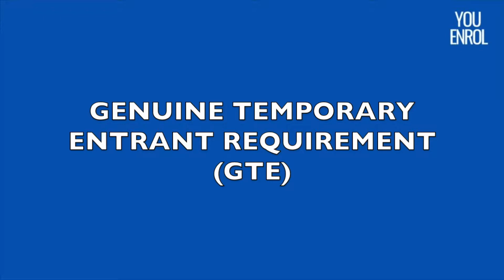One of the most important aspects of a student visa application to Australia is the GTE requirement. To be able to meet this requirement, you must demonstrate that you intend to reside or live in Australia temporarily and also to comply with the conditions of your student visa. As a part of your application, you will need to provide a personal statement and also supporting documentation to demonstrate that you meet the GTE criteria.